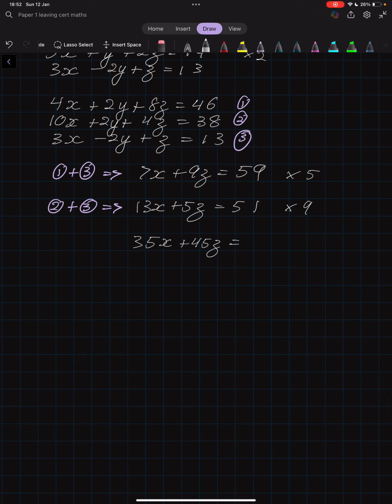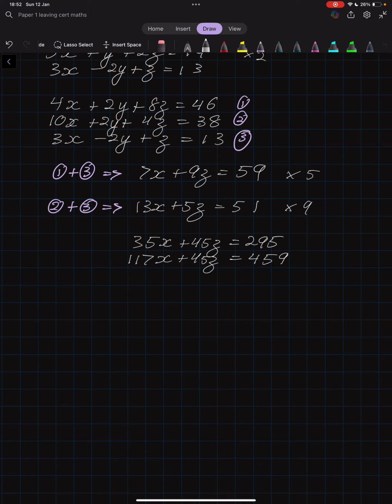Yep. And then this one, this is going to be 117x plus 45z equals, that's going to be 459. Okay, now I can minus these equations off each other.